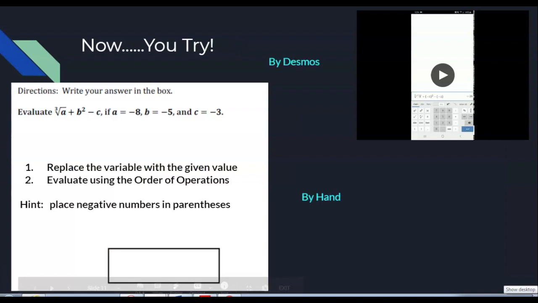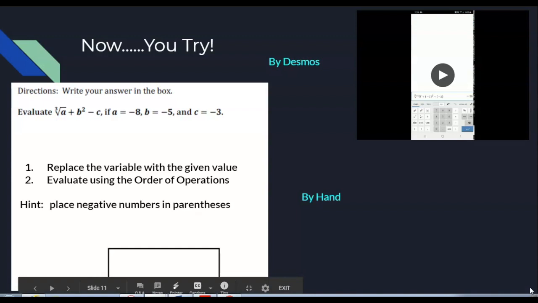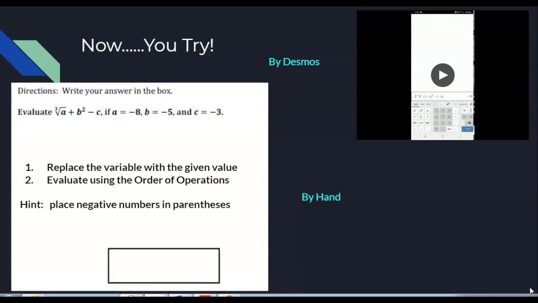Now, here's one for you to try on your own. Please take some time to write down the expression and simplify it. If you need help, there is a hint on the left side of the slide. Let's look at the solution.